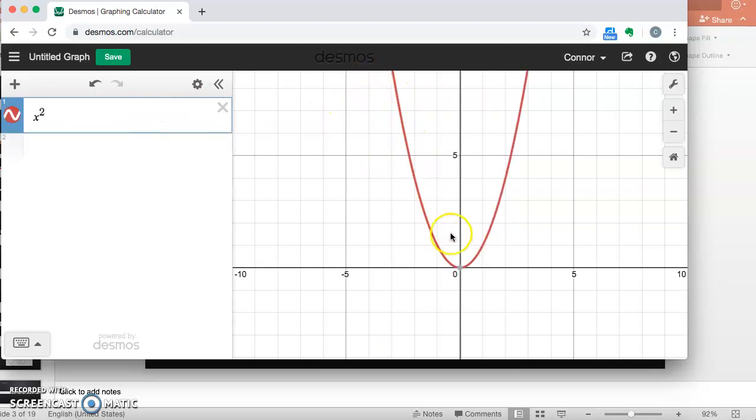X squared is just a nice parabola, symmetric about the y-axis. I can see that these are mirror images of each other. And if we look at this, we can see that we have a minimum value at 0, 0. Now, let's look at our example.